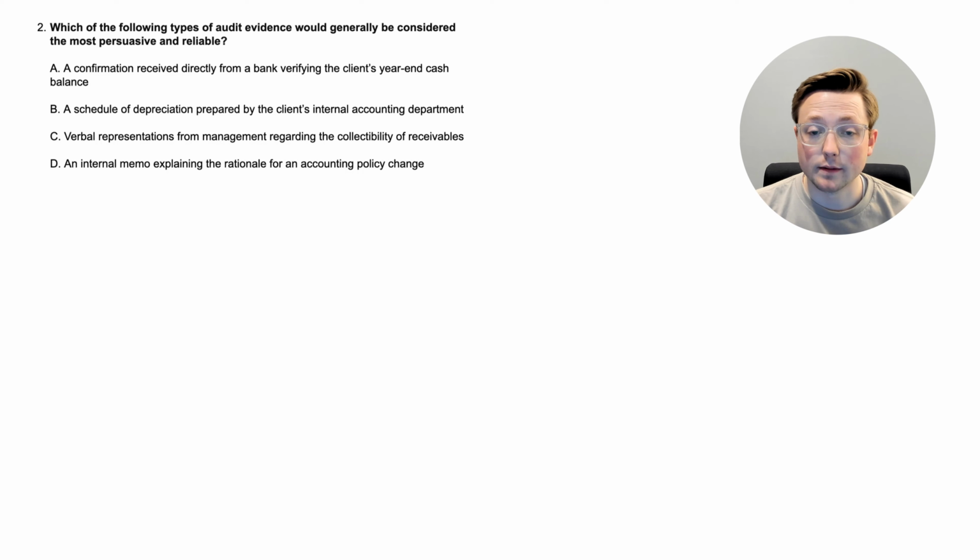Option B, a schedule of depreciation prepared by the client's internal accounting department. Option C, verbal representations from management regarding the collectibility of receivables. Or option D, an internal memo explaining the rationale for an accounting policy change. Okay, so which one of these is going to be the most persuasive and reliable?